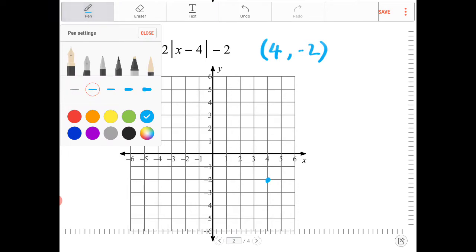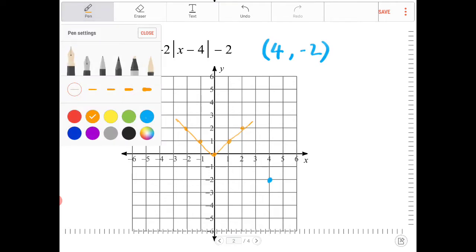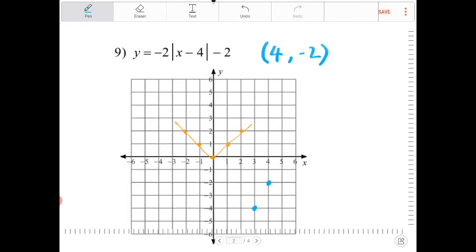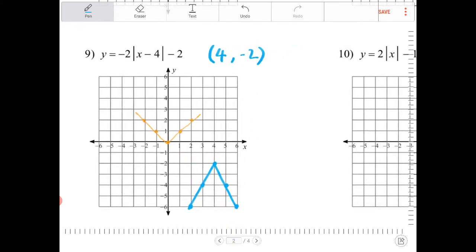Remember, the parent function looks like this, right? It's a V. So if I'm dilating it by a negative 2, then they're going to be spaced 2 units apart. So that means I'm going to end up over here. It's a dilation of negative 2. Let's take a look at the next one.